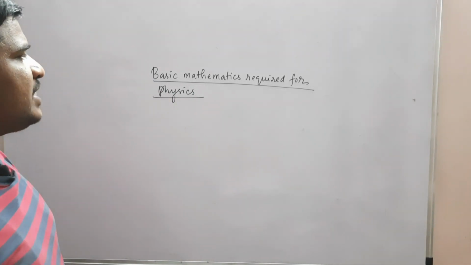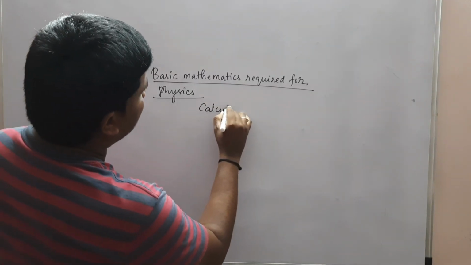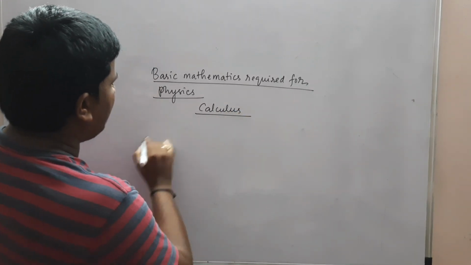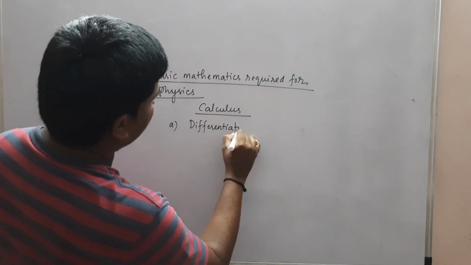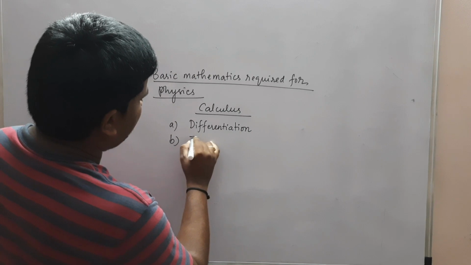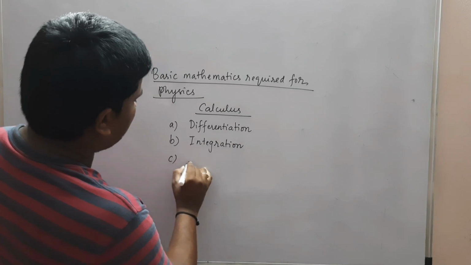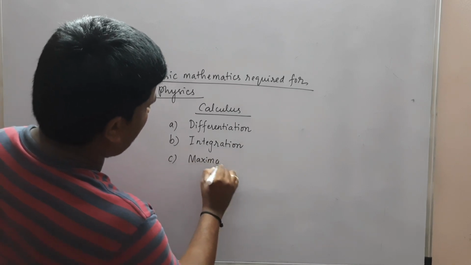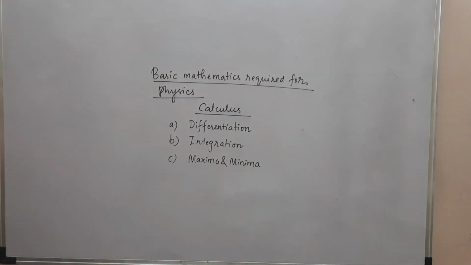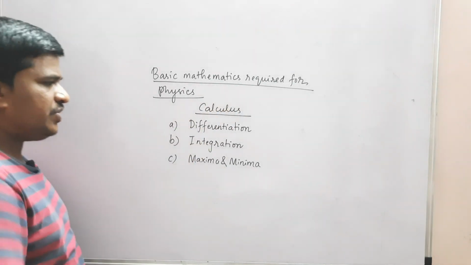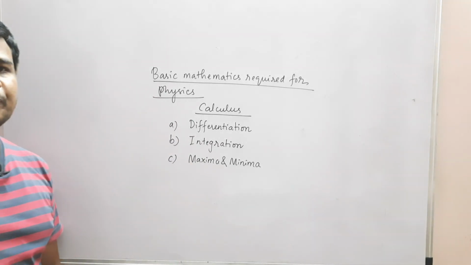Under basic mathematics required for physics, I am going to talk about calculus. Under calculus, again, I am going to talk about differentiation. The second one is integration. The third one is maxima and minima. Of course, I start with differentiation, then I go to maxima and minima, then I go to integration. This is the sequence I follow during my lecture.